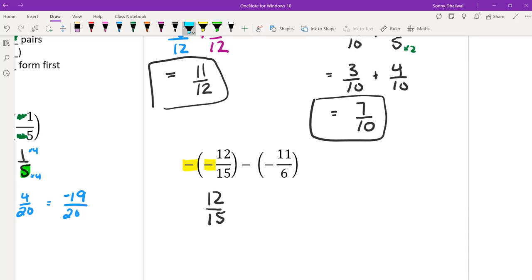Now, we can do the same thing. This negative and this negative, two negatives make a positive, right? Can be combined to make a positive 11 over 6.